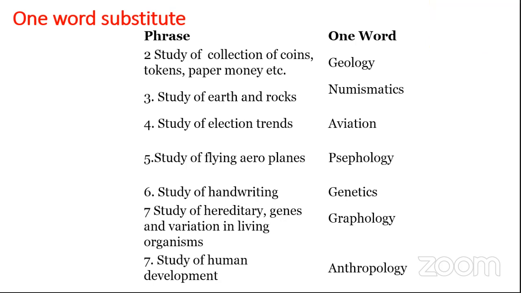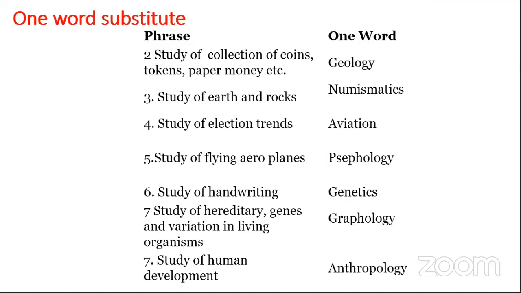Study of handwriting, Graphology. Study of hereditary genes and variation, that is very easy: Genetics. Study of human development: Anthropology. Study of human culture, all this comes into anthropology. Now we are left with second and fourth.